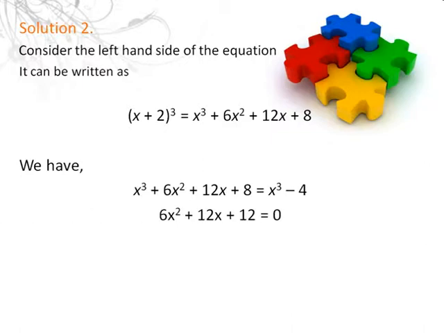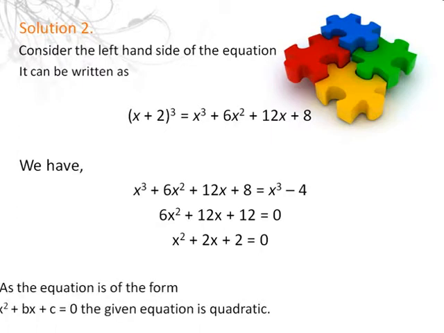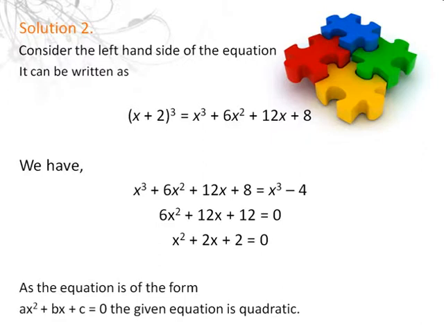Taking everything on the left hand side like before, 6x square plus 12x plus 12 equal to 0 is the resulting equation. Now we must test it if it's quadratic or not. Before doing that, let us simplify into the lowest terms. We get x square plus 2x plus 2 equal to 0. We arrived at this by dividing the above equation by 6. As the equation is of the form ax square plus bx plus c equal to 0, the given equation is quadratic.